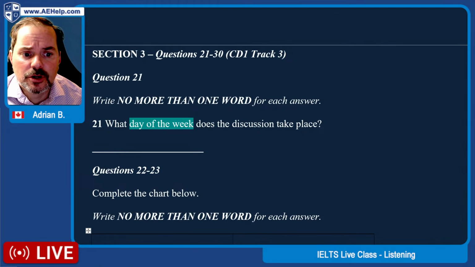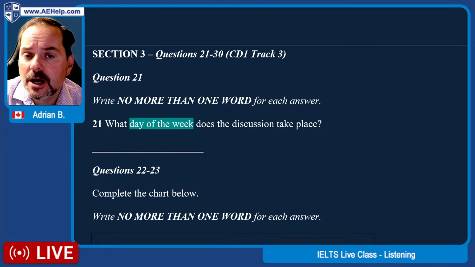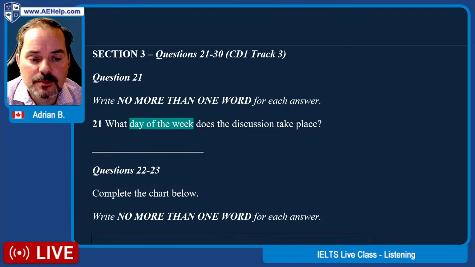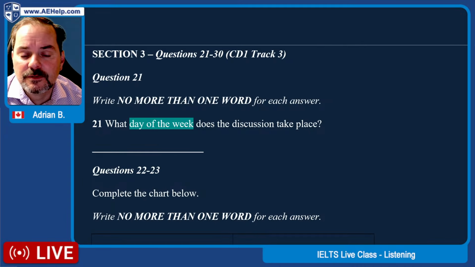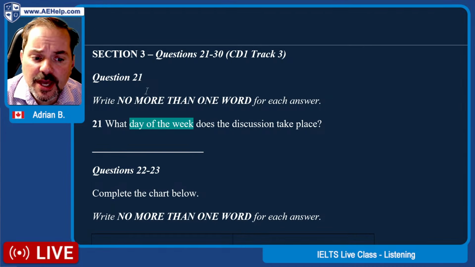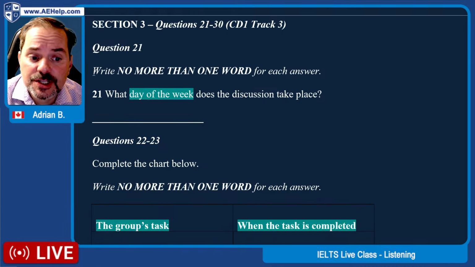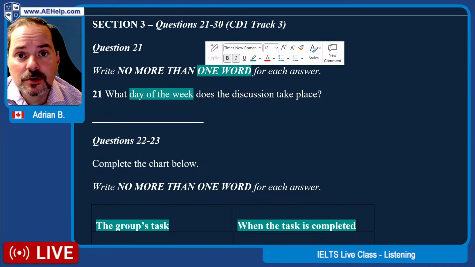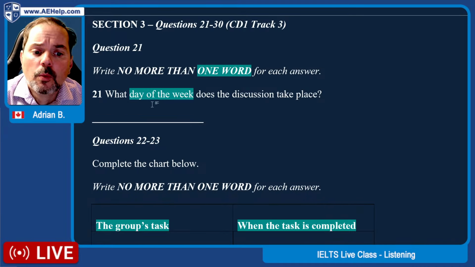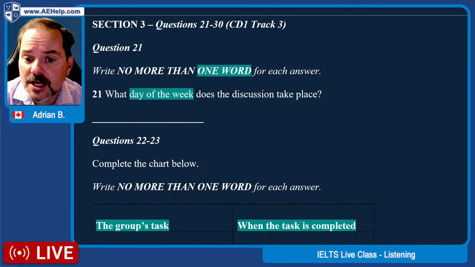Let's go back to the top. So section 3, they call these parts now from 2020, not sections anymore, which is sometimes a bit confusing in practice materials, but don't worry about that. Okay, so here the instructions say write no more than 1 word. Okay, always pay very careful attention to the instructions. If you write 2 words, it's already wrong. Okay, so what day of the week does the discussion take place?